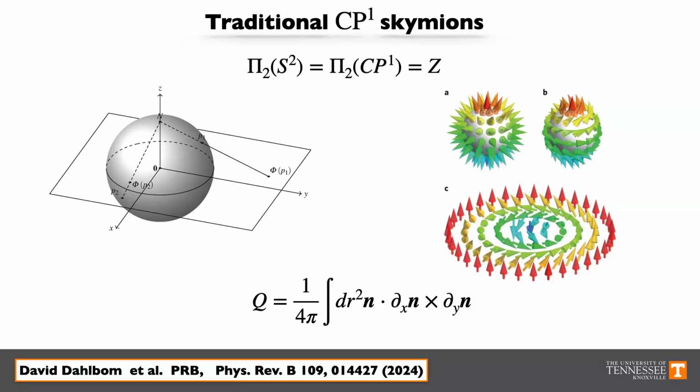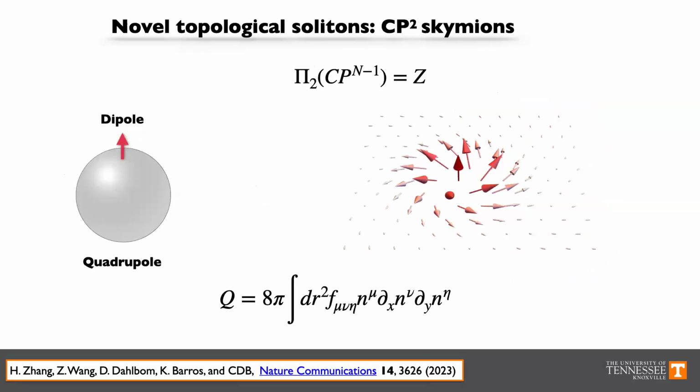And actually, the homotopy group associated with these mappings is the integers, right? So we call it the second homotopy group of S2, which is the integers. Now it turns out that the second homotopy group of CP2, or CPN minus 1 in general, is still the integers. So if you classify the mappings from the sphere that represents my compact space into CPN minus 1, that is my phase space of these classical theories, that is still the integers. So we can generalize the notion of skyrmions.